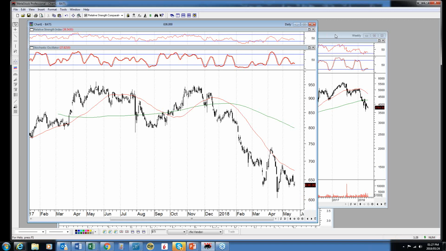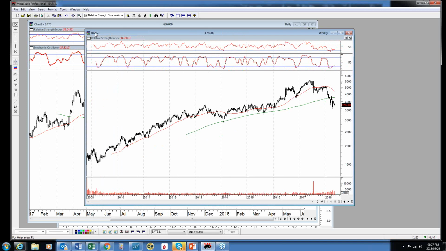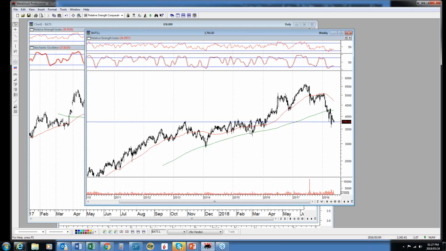Funnily enough, I was actually looking, in fact, I think I've still got it. Yeah, there we go. I was looking at the long-term chart of BATS in London before we did this webinar, just to try and understand where some support might come in, because I actually own this in my long-term portfolio. I bought it recently. I'm slightly underwater on it.